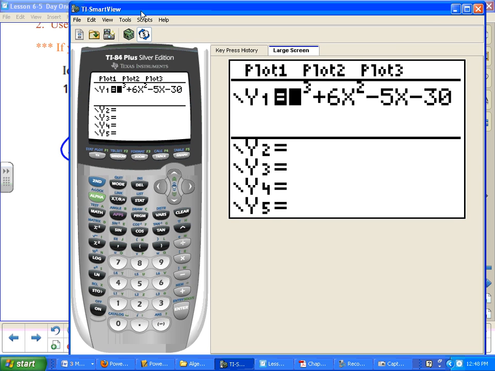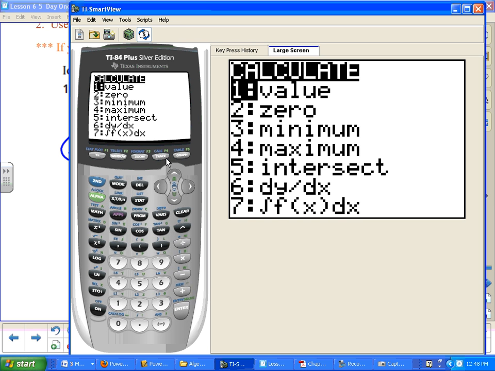Go to second and trace to calculate. How many of you remember this screen? That looks familiar. We've used that to find intersection points before. So I could put 0 in my y2 and find out where that graph hits 0 that way. Or I can use what's called the zero finder here on number 2. So we're going to select number 2.